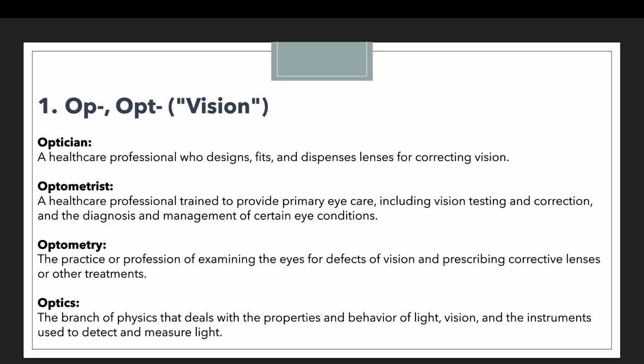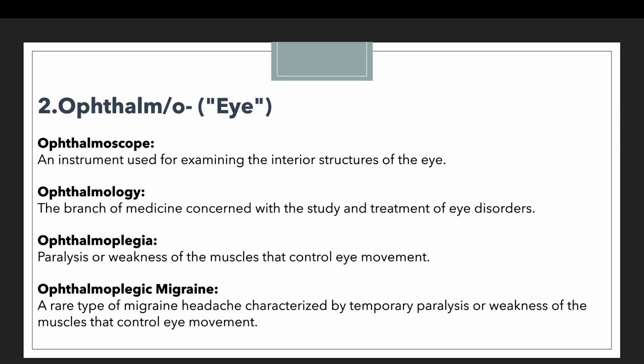Now if you look at all these examples, you will find only one common thing, which is vision. Everywhere we are talking about the vision. So that's the reason we are using the prefix OP or OPT. Got it? Now we will move to the next prefix, which is ophthalm, or ophthalmo, which is used to denote the eye.